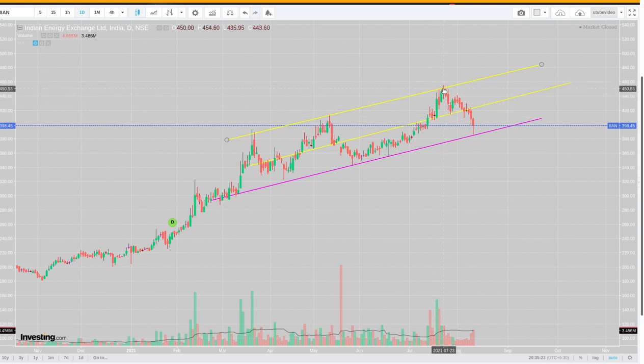But I did not take this trade, and I was actually waiting for some correction in the market, which came in, and now you can see that we have a good channel.